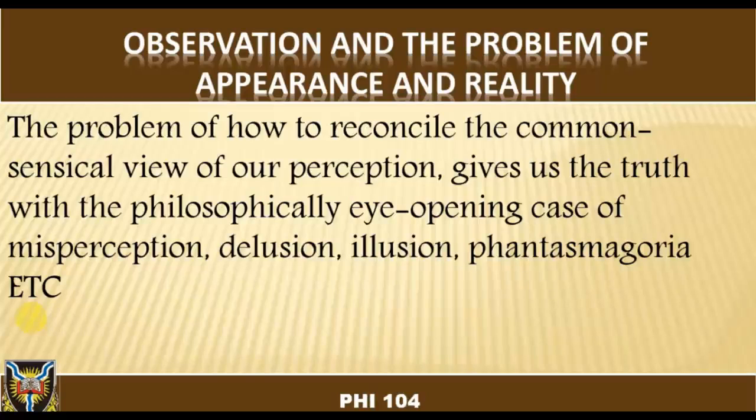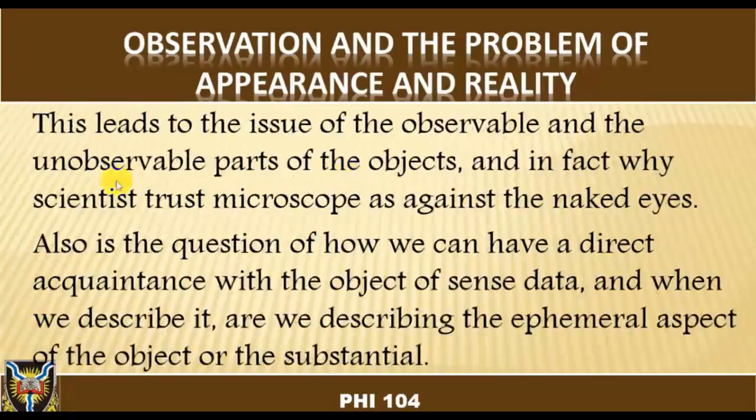How do we explain relations between objects in physical objects? This leads to the issue of the observable and the unobservable part of the object. And in fact, why scientists trust the microscope as against the naked eye. This snowballed into the discourse of wave motion, the current of electricity, the atoms, neutron, proton, etc., and all the unobservable architectonics of matter as we deal with in modern physics, with their countless and indefinitely unfathomable depth, which leads to the problem of acquaintance and description.